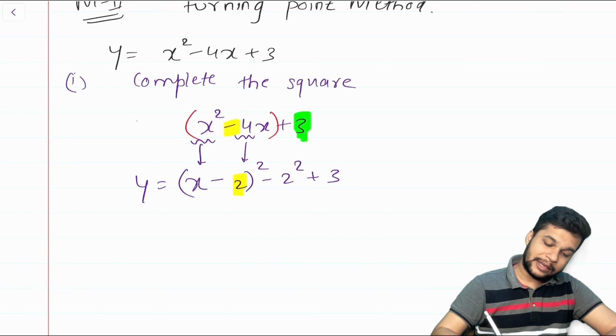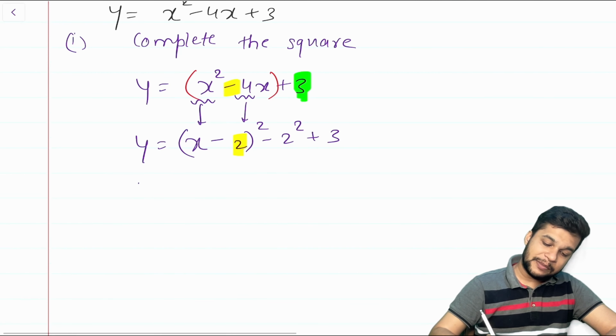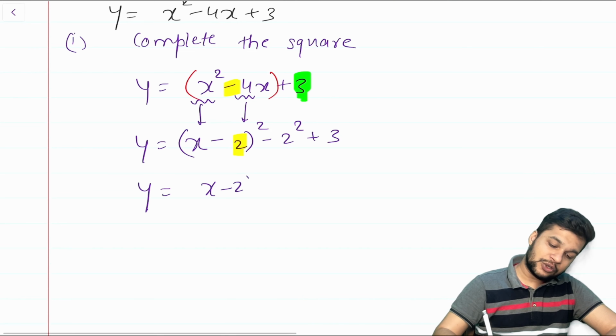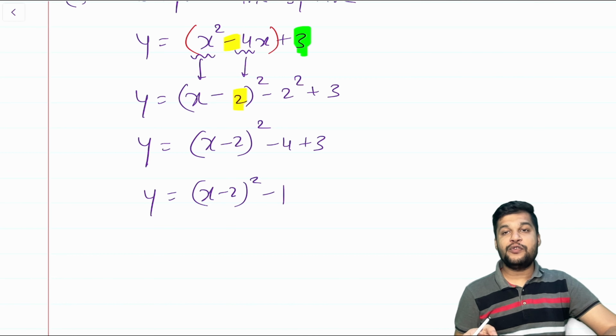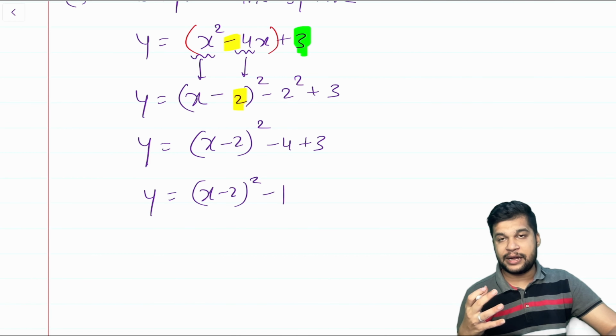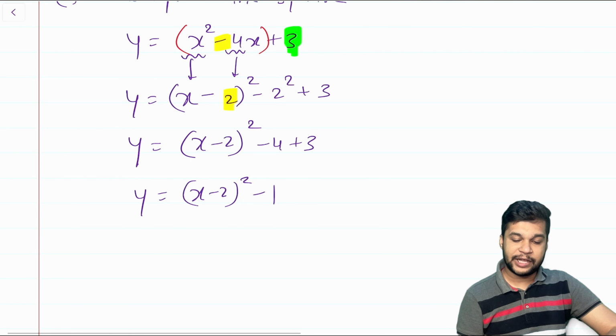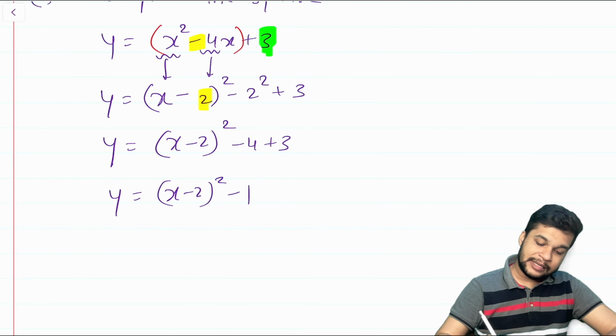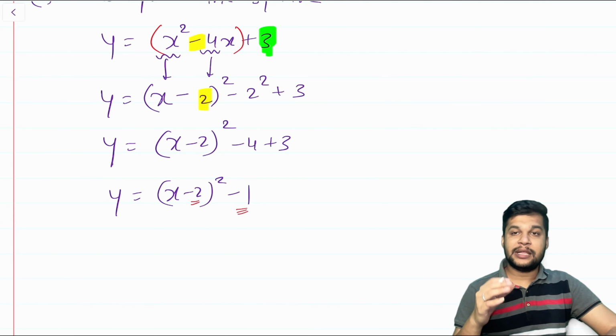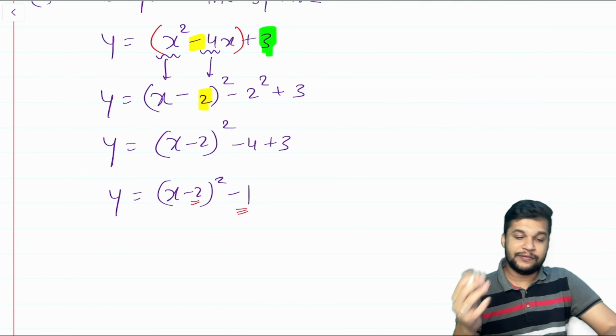This is equal to y. So it becomes y equals x minus 2 whole squared minus 4 plus 3. So y equals x minus 2 whole squared minus 1. Okay. Now if you remember the vertex form of a quadratic function, you will realize that this is 2 and this is minus 1. This is nothing but the coordinates of the vertex.